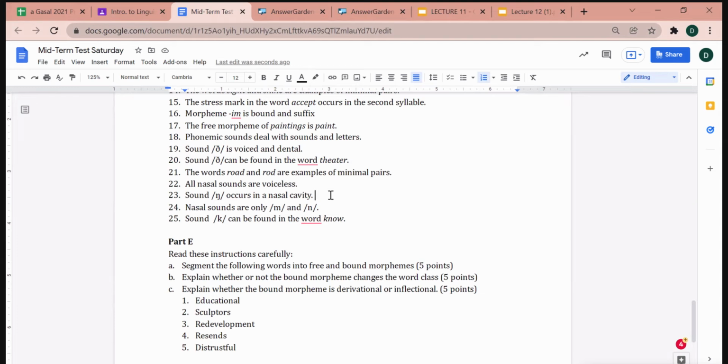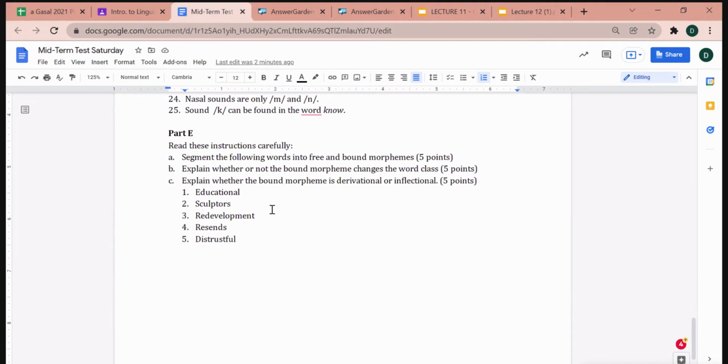Number 23. False. True. Nasal sounds occur in a nasal cavity, or rongga hidung. Nasal sounds are only M and N. False. There's one other one, right? Yeah, another one is ng.